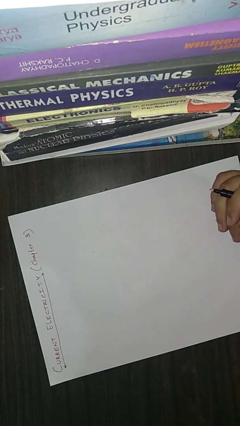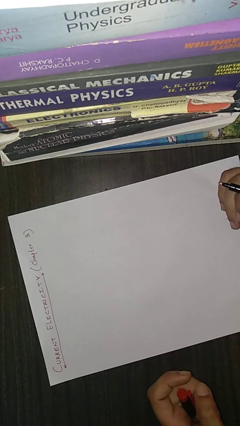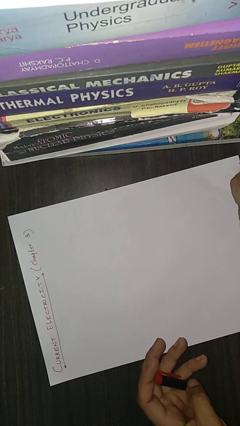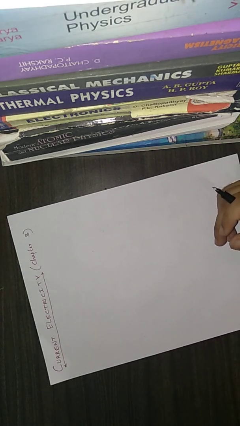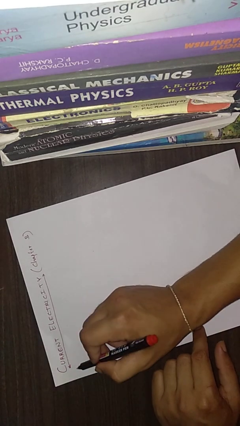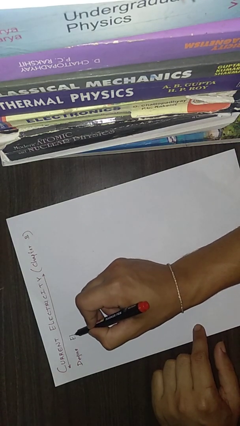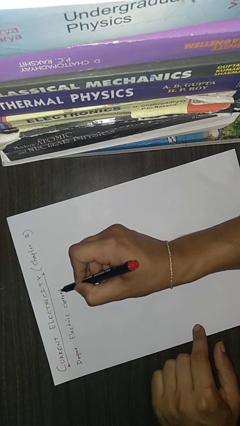This chapter is somewhat easy for you because you have already studied the basic part of this chapter in your earlier class, that is class 10 itself. So basically it is about electric current and all. So first of all, in current electricity, we are going to define what is electric current in this introductory video. So define electric current.